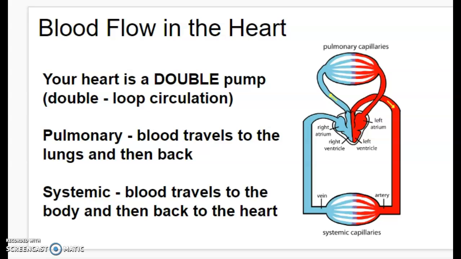Now today I'm going to revisit the box diagram that we did of the heart and talk about the flow of it. It is a double pump, so it's going to pump out of the left and right ventricles. The left ventricle will pump to your systemic circulation, so it's going to travel all over the body. And the right ventricle will be pumping blood to the lungs, or the pulmonary system.